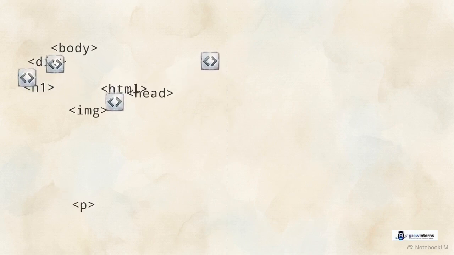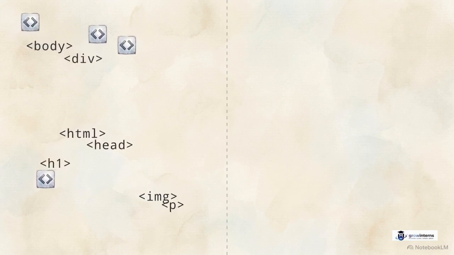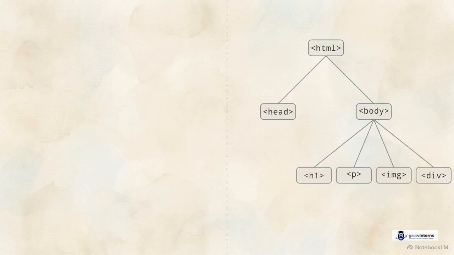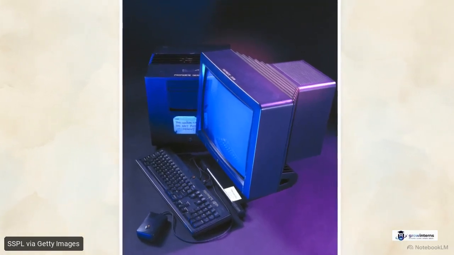Look at the split screen here. On the left, HTML can seem like a disorganized collection of loose tags, but on the right, the browser interprets that code as a strict logical hierarchy known as the Document Object Model, or DOM. To build that hierarchy, we start at the top.